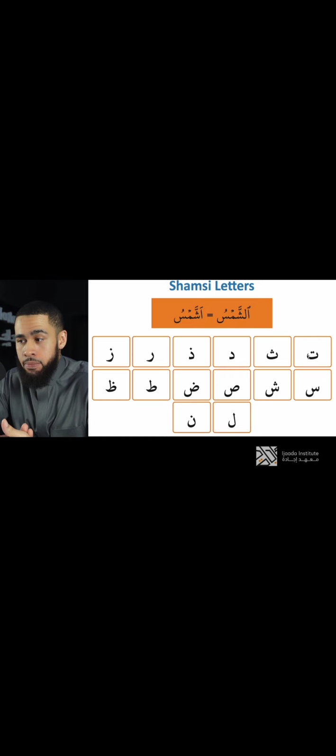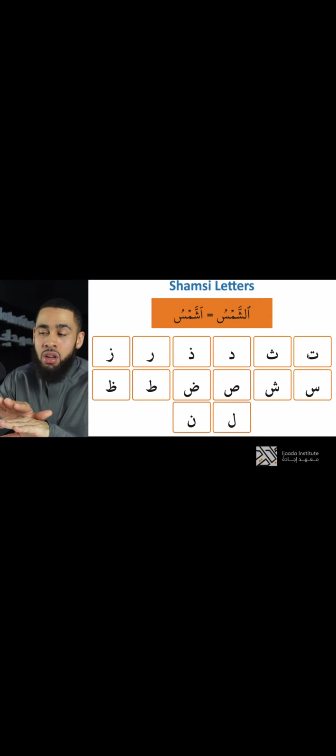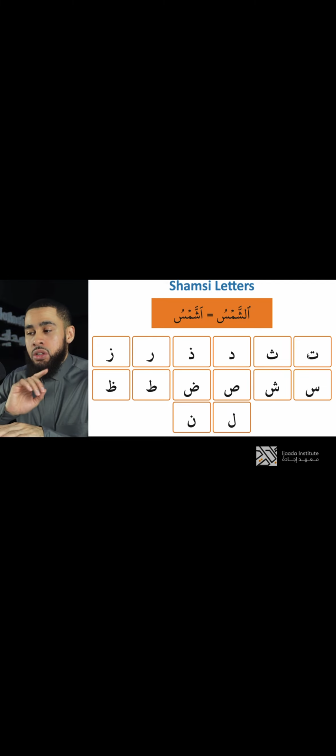I'll say that again. The majority of the Shamsi letters are pronounced at the tip of the tongue. When they come after al, the lam will not be pronounced, because it's hard to say the al and then pronounce the letter after it when it's from the tip of the tongue. So let's look at this.